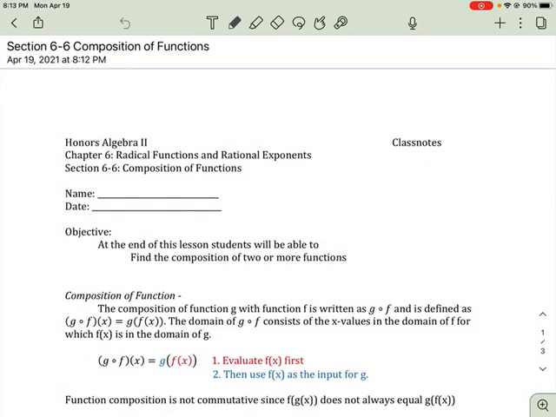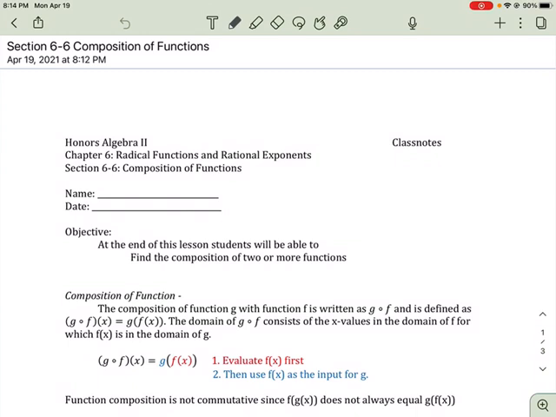The composition of function g with function f is written as g, little circle f, and we read that as g composed of f, or g composed with f. It is defined as g composed of f of x is equal to g of f of x. Notice that there are two ways to write this, one with the little circle. Sometimes you're going to hear me say g of f, because it looks like g of f. And then notice that it's kind of a nesting thing. So basically this is saying take f and put it inside g.